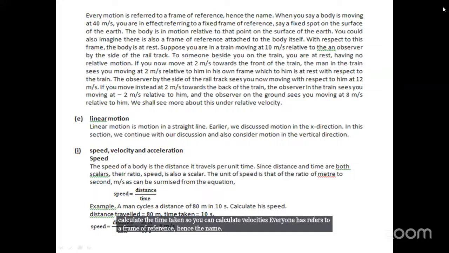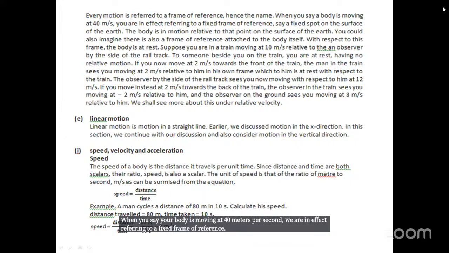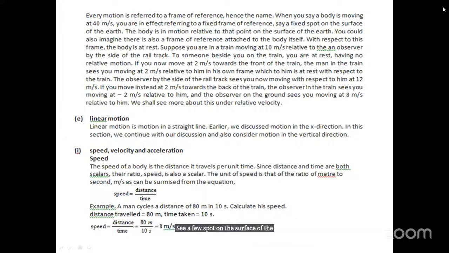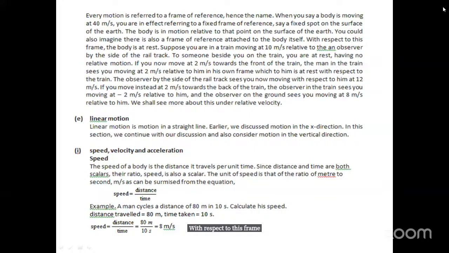When you say a body is moving at 40 meters per second, you are in effect referring to a fixed frame of reference. Say a fixed spot on the surface of the Earth. So the body is in motion relative to that point on the surface of the Earth. You also imagine there's a frame of reference attached to the body itself. With respect to this frame, the body must be at rest, right?